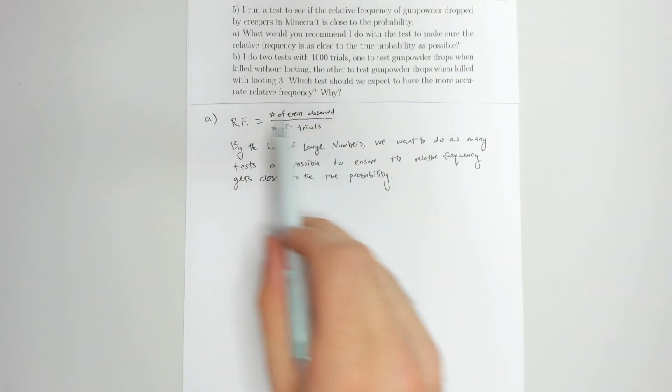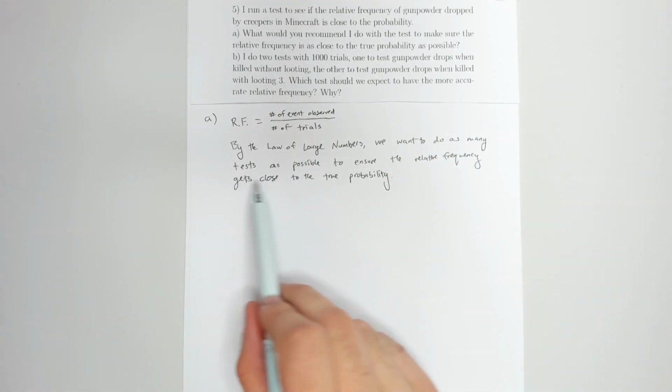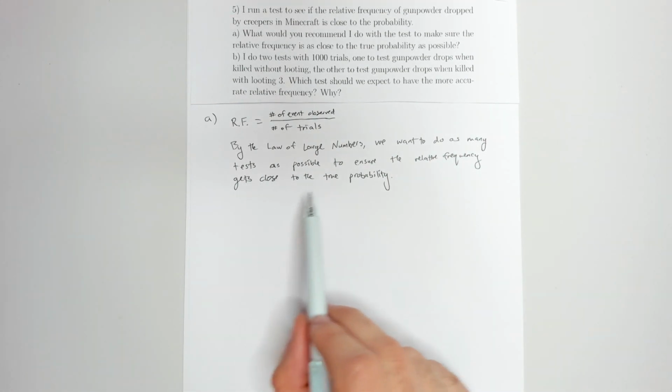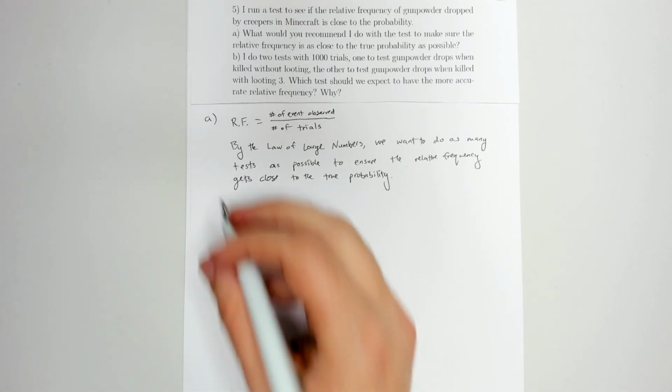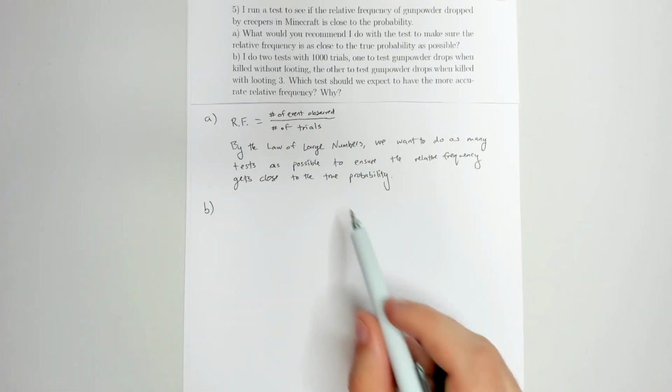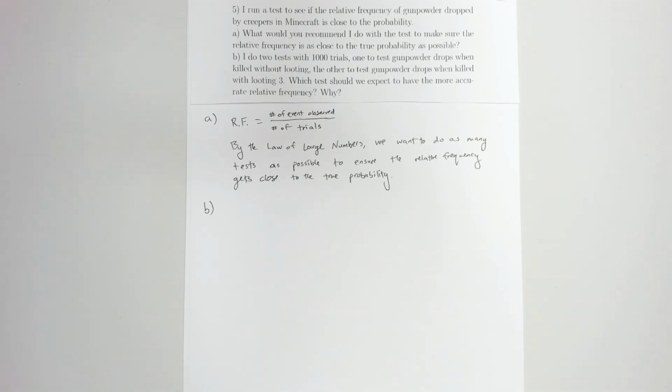By the law of large numbers, that's our justification for this. We want to do as many tests as possible to ensure that the relative frequency gets as close as possible to the true probability, because the bigger the amount of trials we do, the closer that relative frequency on average is going to get to our true probability. And again, if we did this infinitely, which of course we can't, but we can do a lot. We could do thousands or maybe even millions of trials if we have a lot of time or a lot of computing power. And that's going to help ensure that our relative frequency is quite accurate to what the true probability is. For that one, this law of large numbers is discussed in depth in episode 41 of the series.